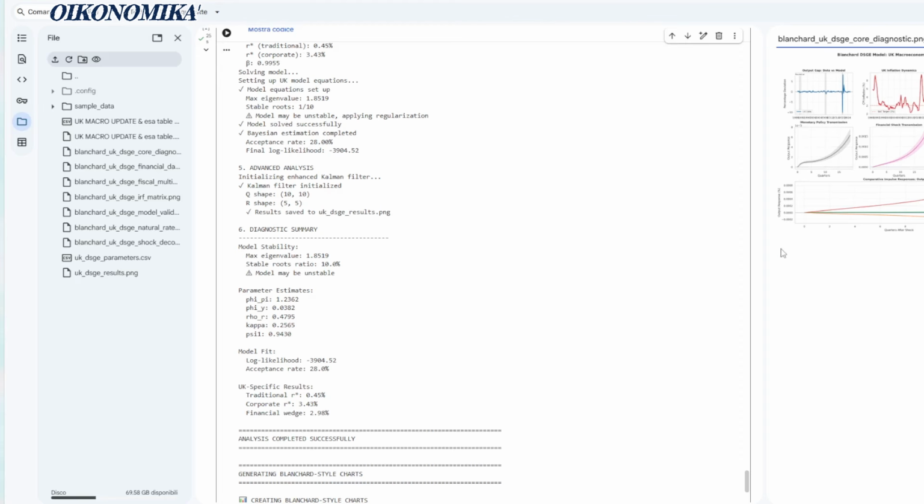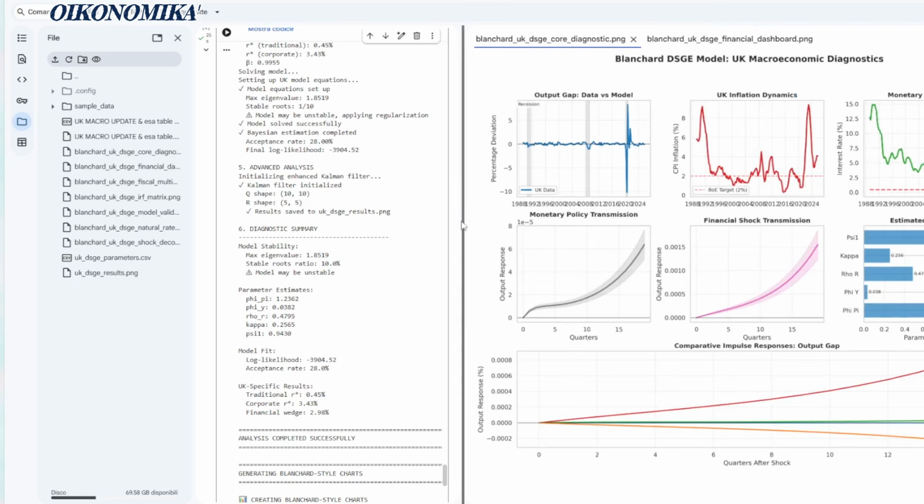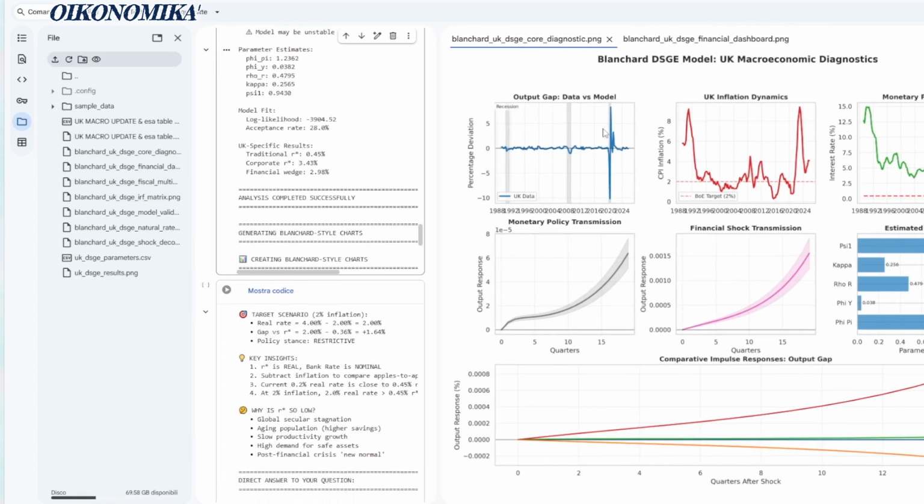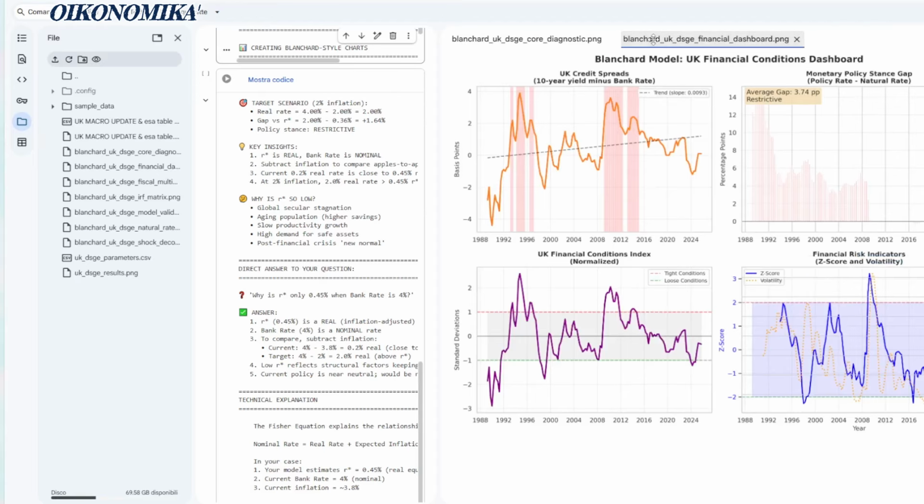And we can see with charts the graphical response of the other DSGE model, the Blanchard one, which is a very sophisticated model. And here we see, for example, the credit spread and the financial condition index.